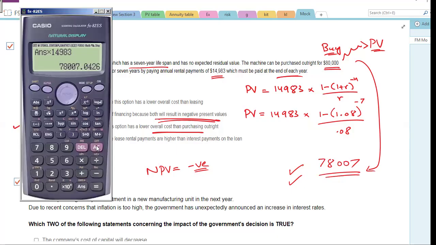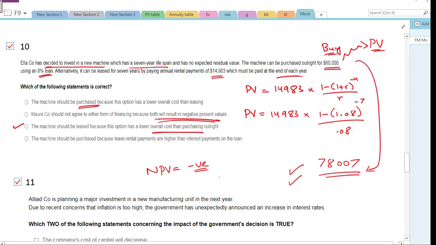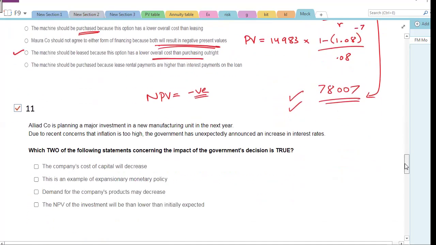For example, if you just want to do it directly, so 1.08 raised to the power minus 7, 1 minus the answer divided by 0.08 multiplied by 14,983. So this is the overall answer. You can simply look at this, compare this, and you'll say, I'm going to lease the machine. So this calculation is not required. It was just for your understanding. Okay. Let's see the next one.